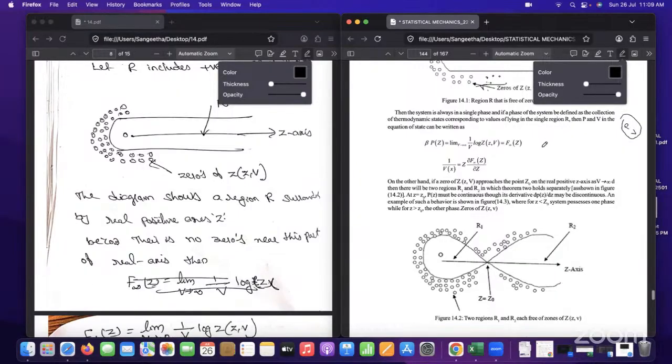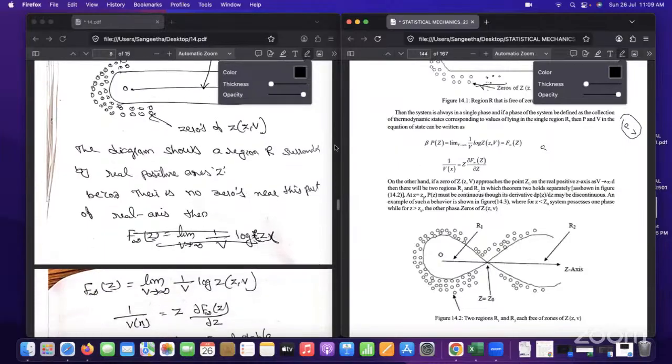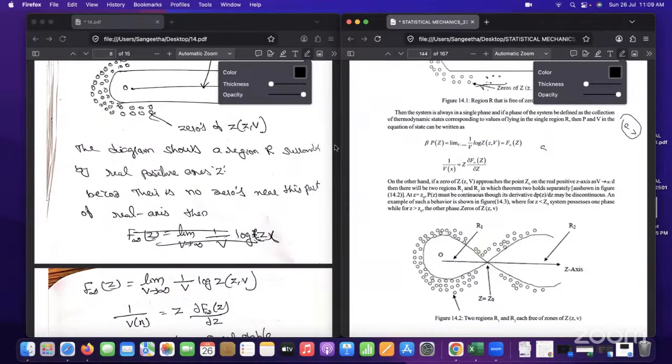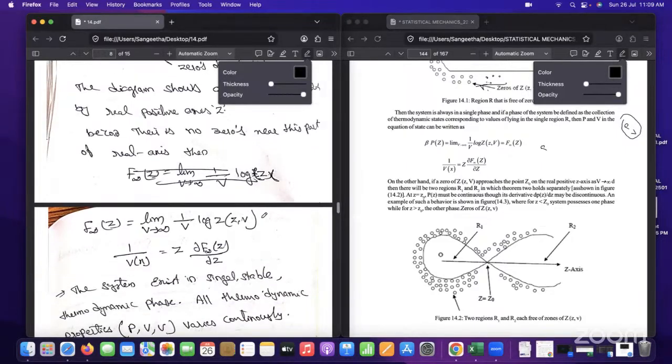The equation is beta times P of Z equal to limit V tending to infinity, 1 by V log Z of Z comma V. So what is this actually here? F is a function. Because there are no zeros near this part of the real axis, we have the function f of Z. This beta times P can also be written as F infinity of Z. This function is written as limit V tending to infinity 1 by V log Z comma V.